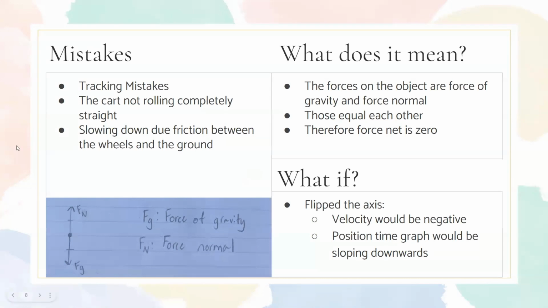So as you can see in just the force diagram, once again, the forces acting on the object are the force of gravity and the force normal. And since they equal each other, force net is 0, which proves the constant velocity shown in the experiment and the theoretical. And secondly, if the axes were flipped, that would just mean the velocity would be the same number but negative. So it would be negative 0.301 instead of positive 0.301. It would also cause the position time graph to slope downwards in the negative position.